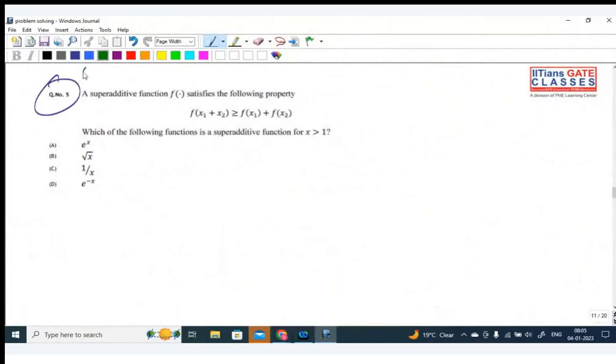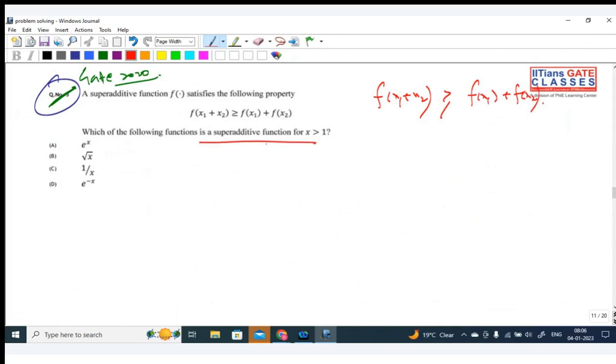It was asked in GATE 2020, I believe. So a super additive function f satisfies this property: f(x1 plus x2) is greater than or equal to f(x1) plus f(x2), right? Which of the following functions is a super additive function? And for x greater than 1, yes. So please solve this question in detail.